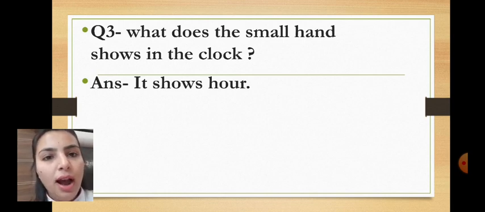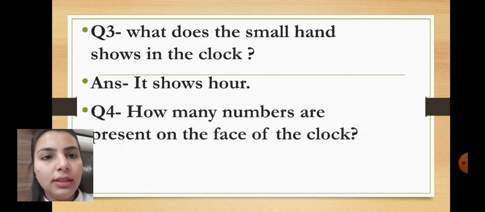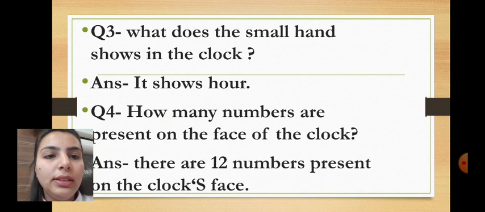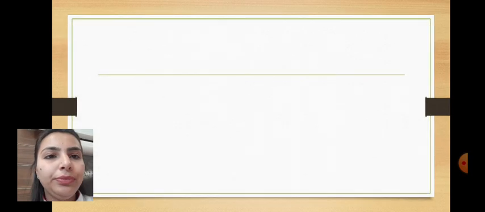Next is, how many numbers are present on the face of the clock? Answer is, there are 12 numbers present on the face of the clock. Okay. Now see the fifth.